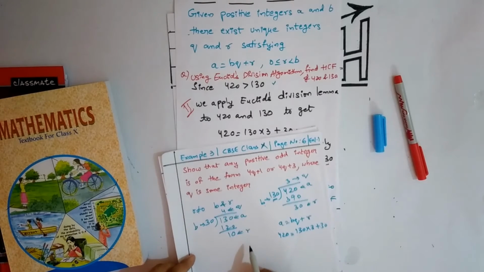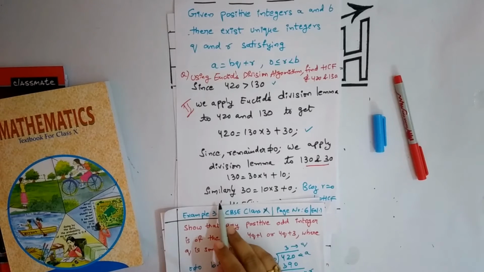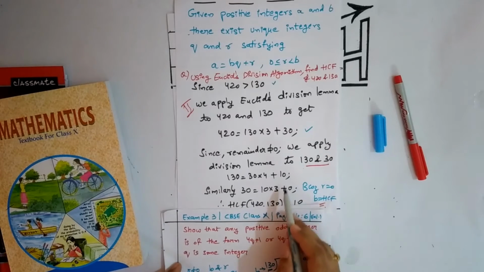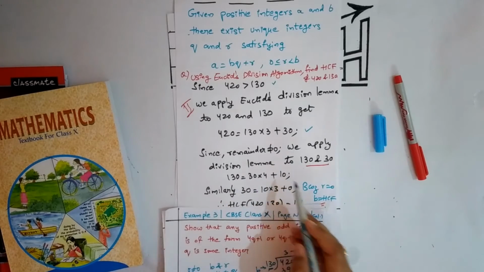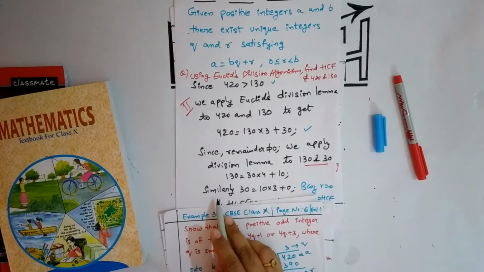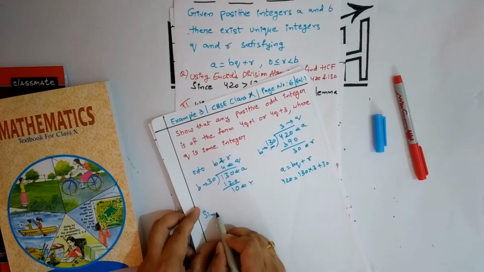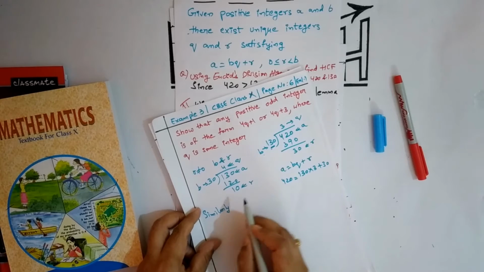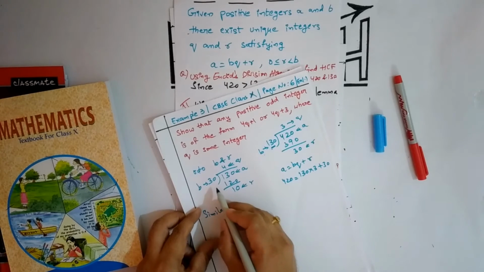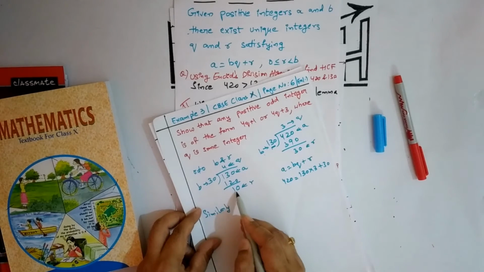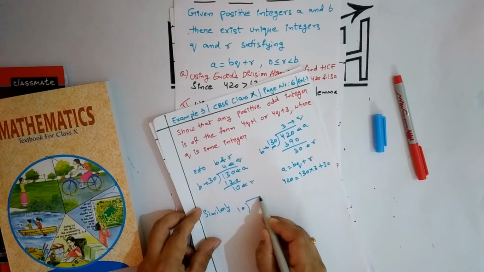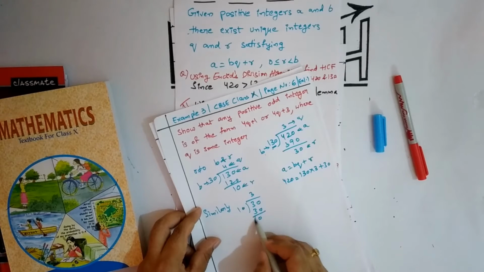Because r is not equal to 0, r equal to 10, we apply division lemma once again. That's why it is written here similarly. So this time we have to apply it for 30 and 10. 10 times 3 is 30 and the remainder is 0.